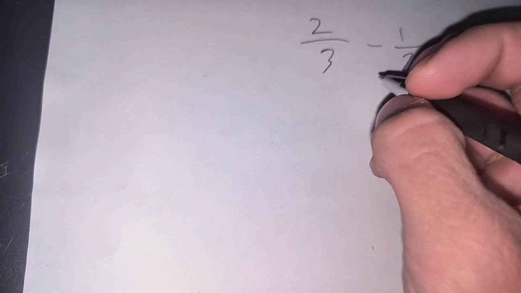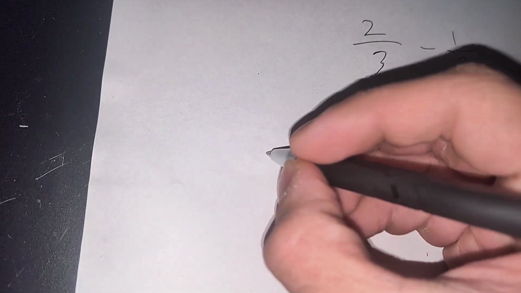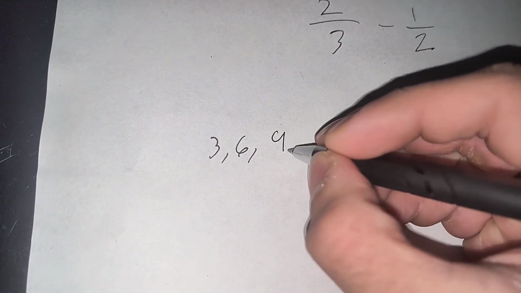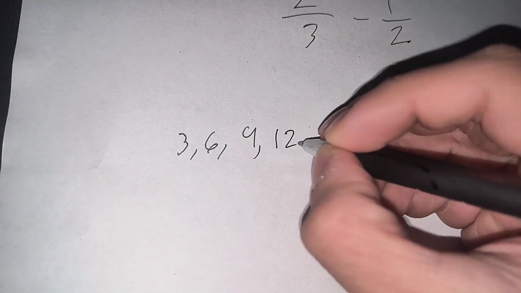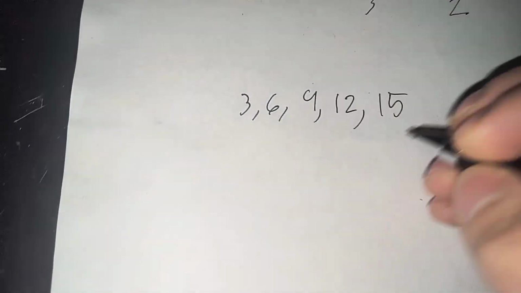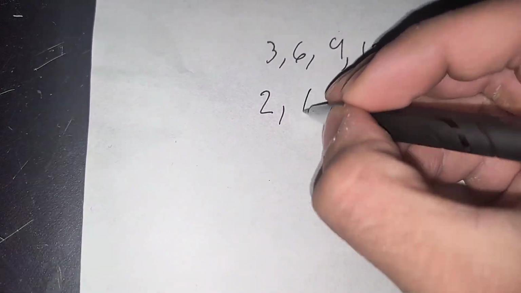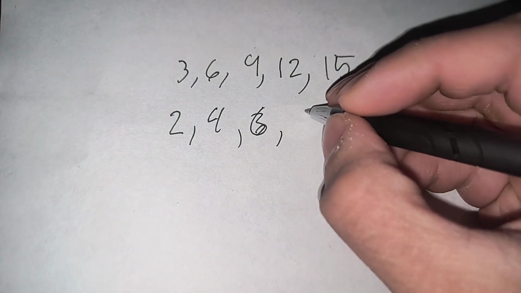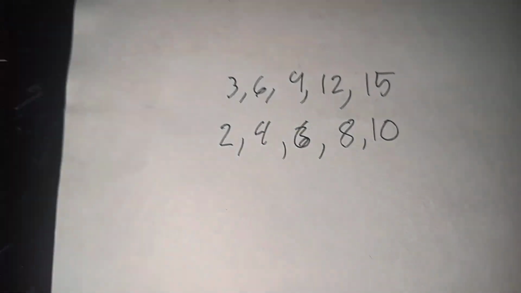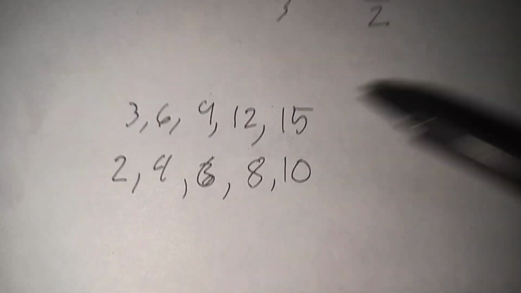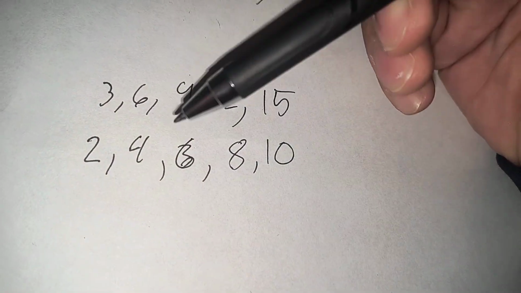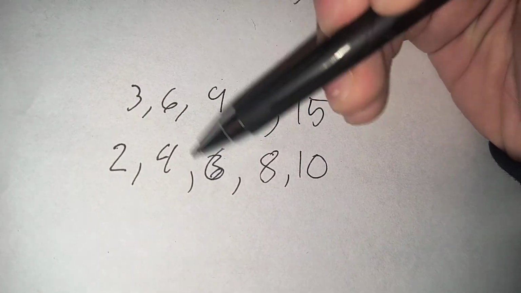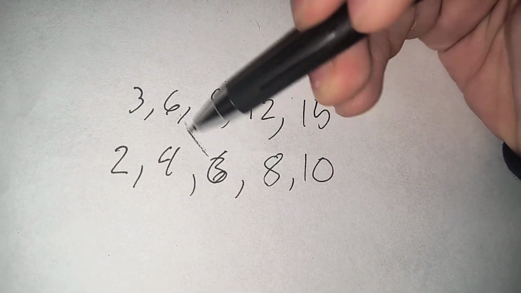If I were to write all the multiples of 3 and 2, multiples of 3 are 3 times 1 is 3, 3 times 2 is 6, 3 times 3 is 9, 3 times 4 is 12, 3 times 5 is 15. 2 times 1 is 2, 2 times 2 is 4, 2 times 3 is 6, 2 times 4 is 8, 2 times 5 is 10. We have to find the lowest common multiple. Well, they only have 6 in common, and it's the lowest one we can find.